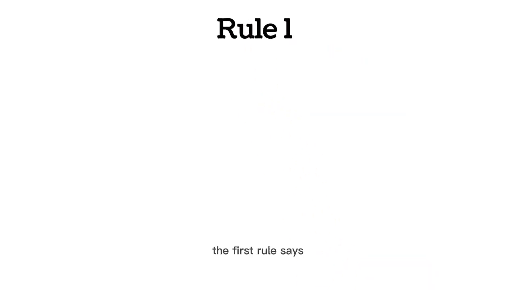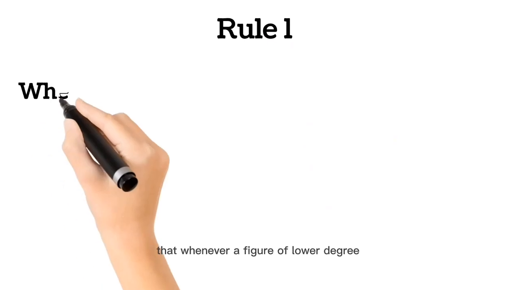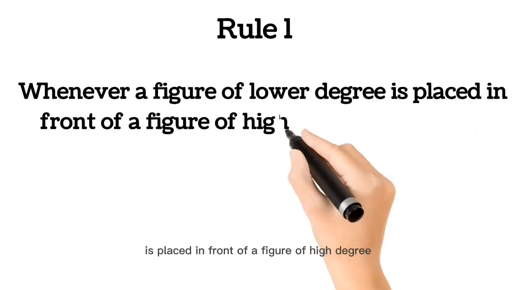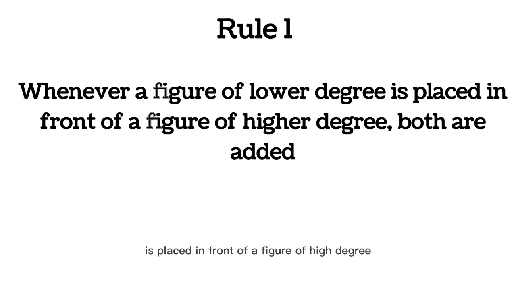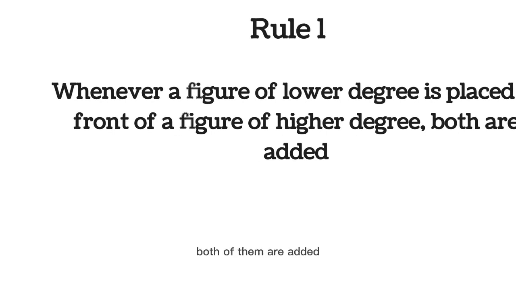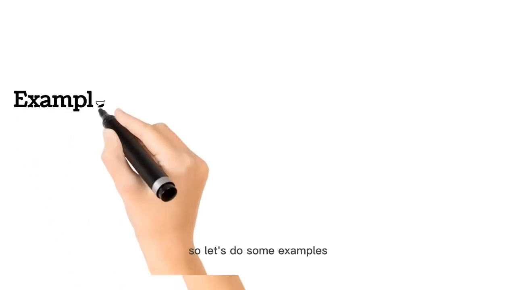The first rule says that whenever a figure of lower degree is placed in front of a figure of higher degree, both are added. So what they're trying to say is that when a letter of lower value or degree is placed in front of a letter of higher degree in the Roman numerals, both of them are added. So let's do some examples.